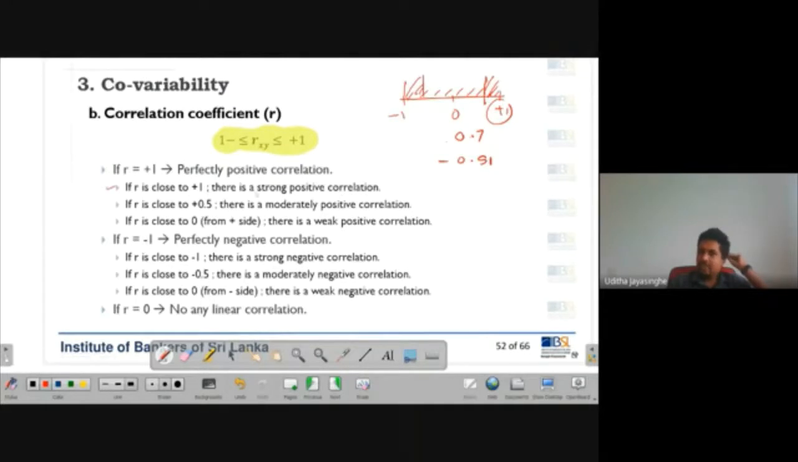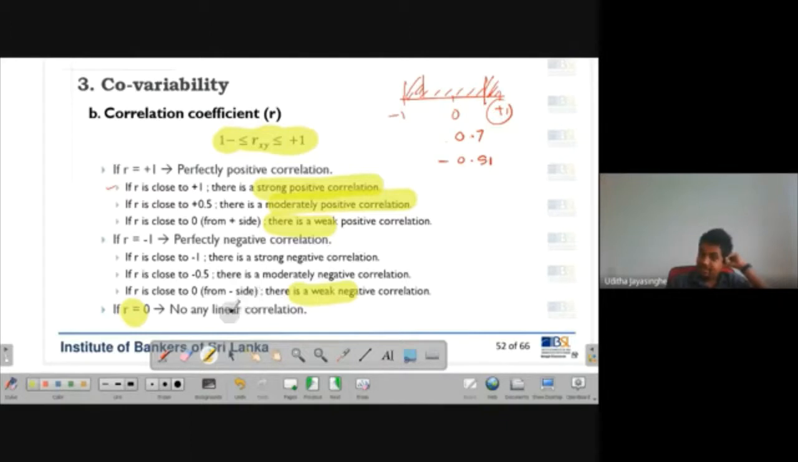If R is close to +1, it's a strong positive. Sorry. If R is close to 0.5, call it moderately positive. If R is close to 0 from either side, there is a weak positive, or on the negative side, weak negative. So on the flip side, the explanations are exactly the same. -1, strong negative, -0.5, moderately negative, likewise. If R is 0, now that is the instance we can perfectly demarcate. There is no correlation.